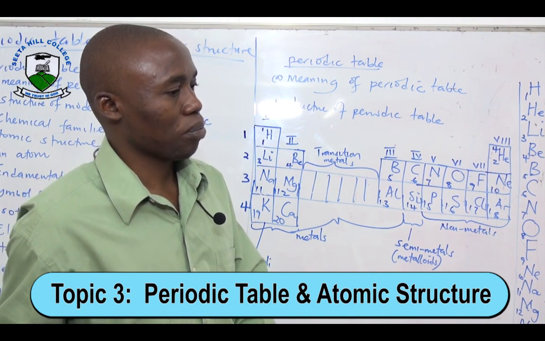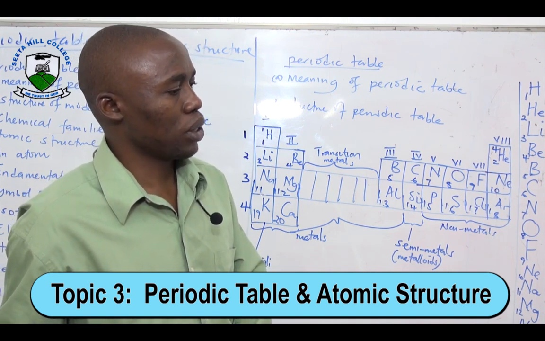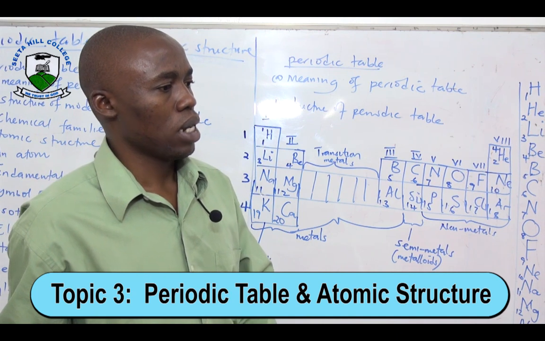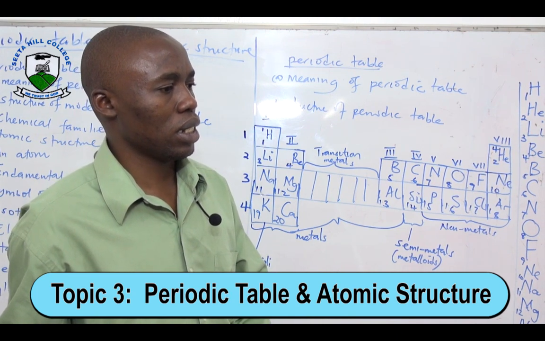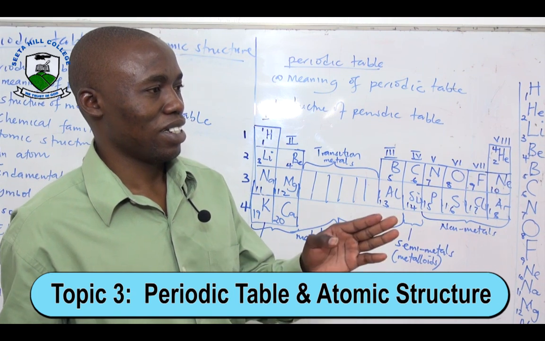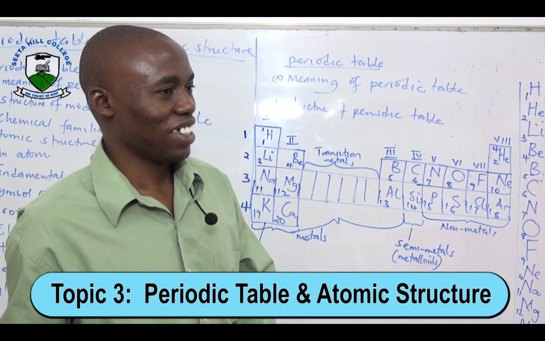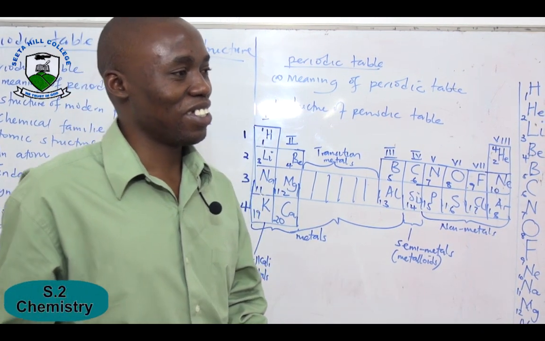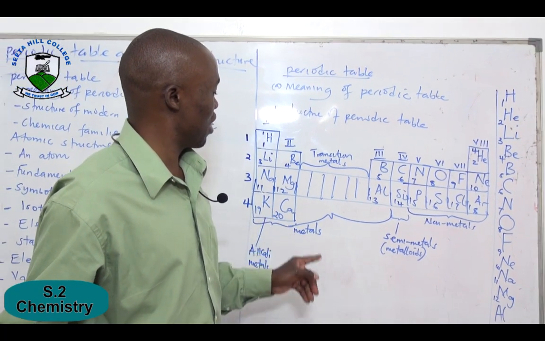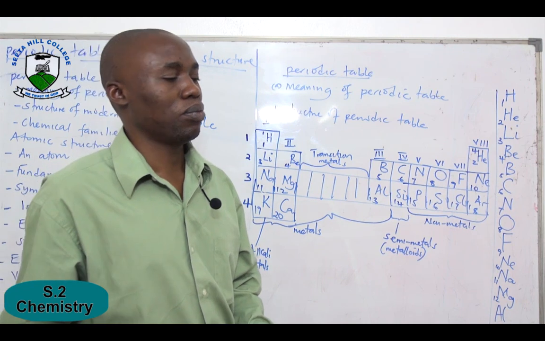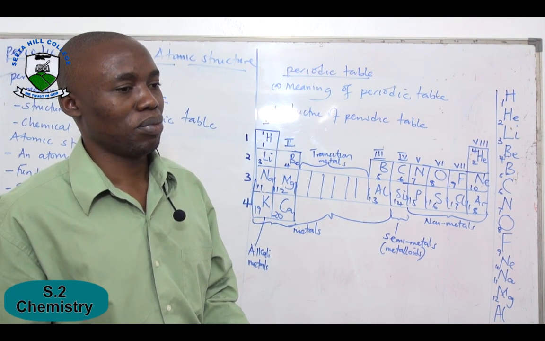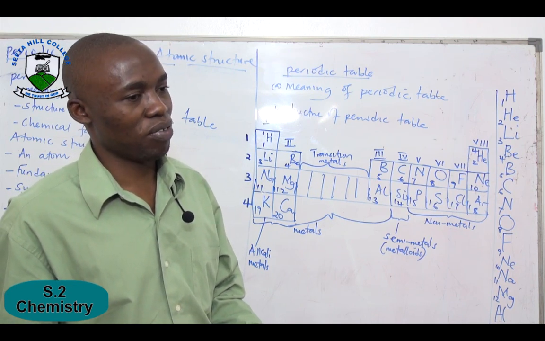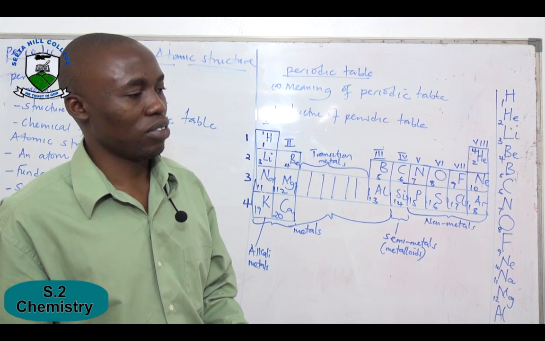Now I will ask you, how many groups do you see in that periodic table? 8. How many periods do you see? 7. But for the first 20 elements there are 4 periods. That means the maximum periods for the first 20 elements is 4.